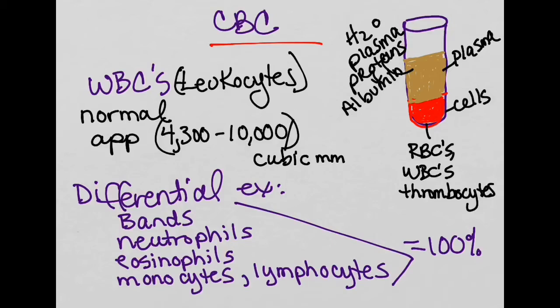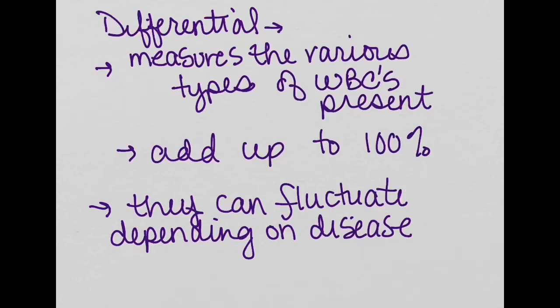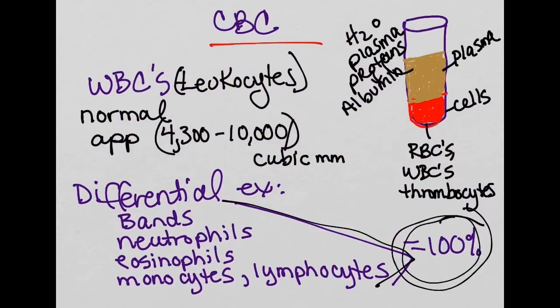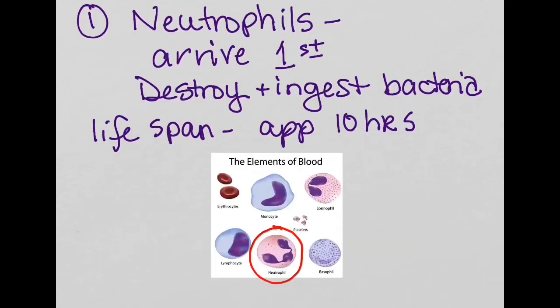Part of the differential, though, is the breakdown of these leukocytes into bands, neutrophils, eosinophils, monocytes, and lymphocytes. That all equals 100%. So these will add up to 100% when you're reading it, give or take a percent or two. It measures the various types of WBCs present, as said on this slide. They can fluctuate depending on the disease, so it can fluctuate day by day.